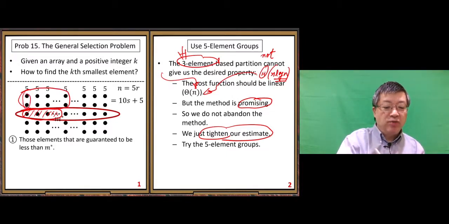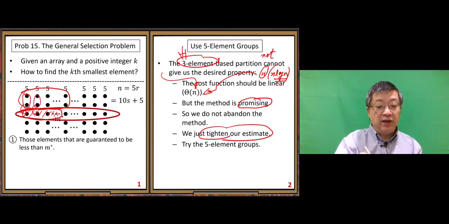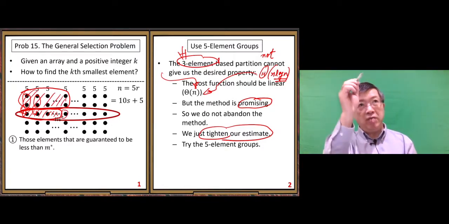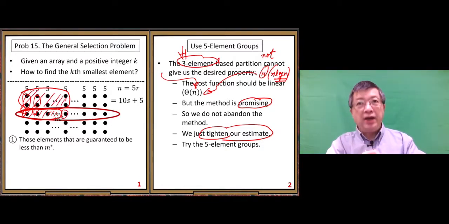Because they are smaller than their corresponding median, but their corresponding median is less than the M star. So you can see all these elements are guaranteed smaller than the M star. How many of them?